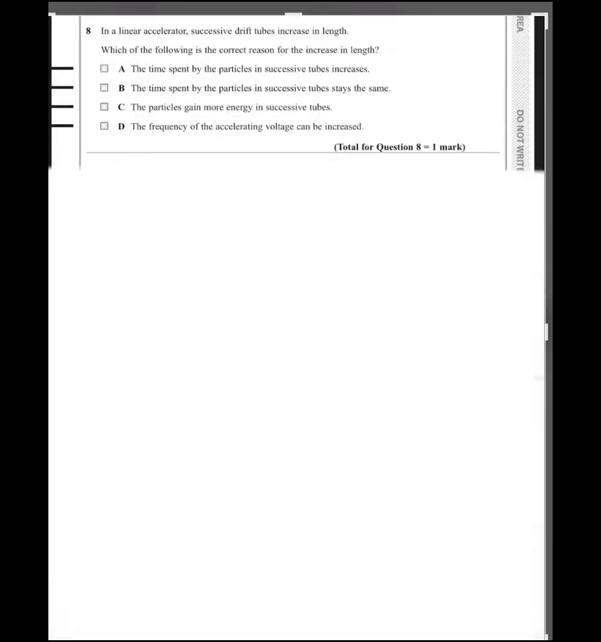Number 8. In a linear accelerator, successive drift tubes increase in length. Which of the following is the correct reason for the increase in length? To solve this question, we need to have our basics clear. For example, this is a metal plate where the electrons are released, and these are tubes which increase in length gradually. So a LINAC has a series of drift tubes like this, through which the electrons released from here pass, and they are accelerated by the electric field that is applied. So in the LINAC, the length of tubes increases, as I have shown here.